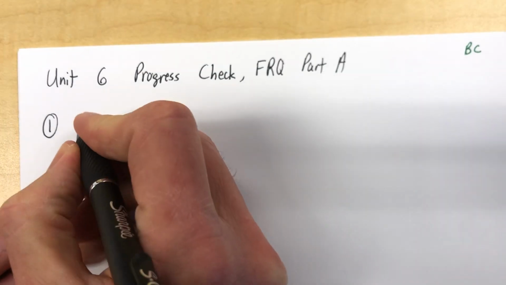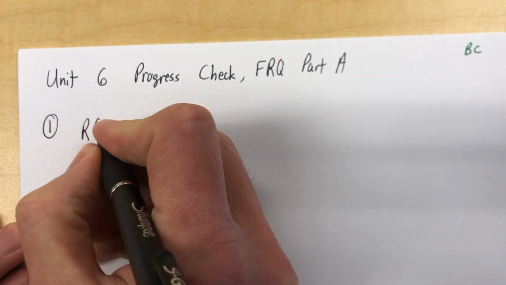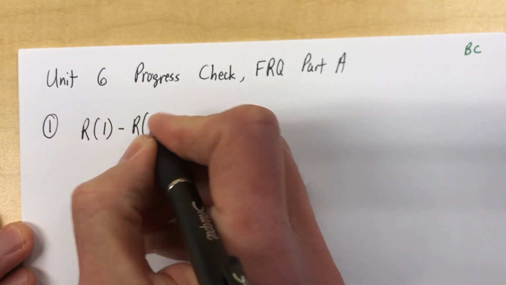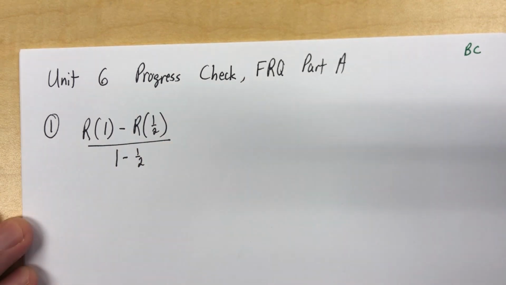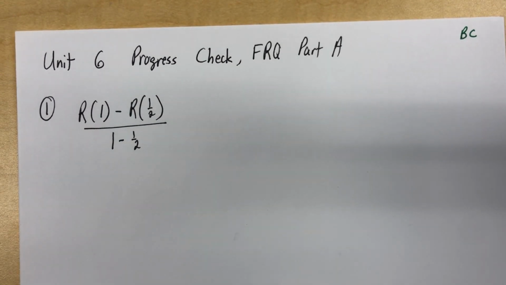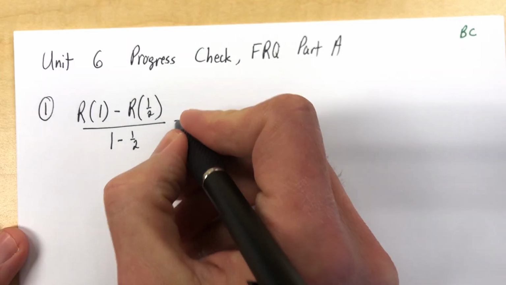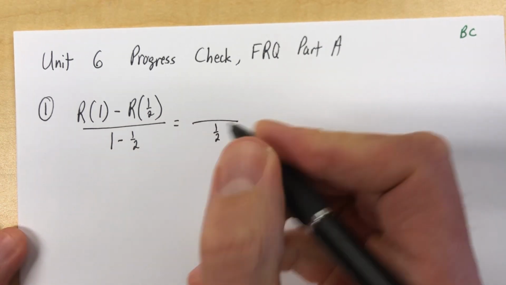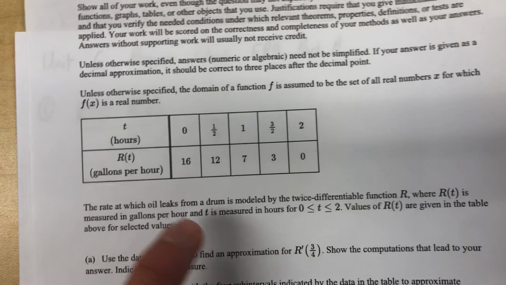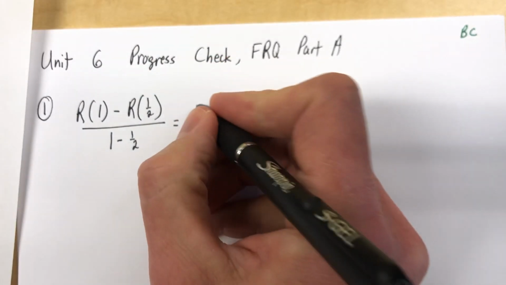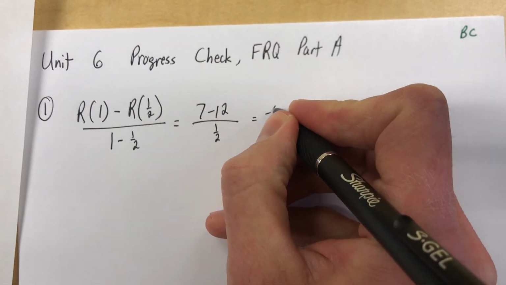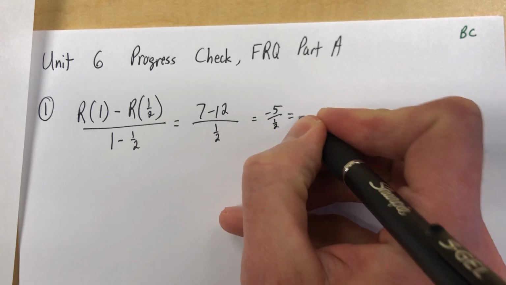I think the best thing for us to do is find R of 1 minus R of 1/2, and then do 1 minus 1/2. Again, this is going to be the slope around a time value of 3/4, and so the denominator is 1/2. R of 1, going to the table, R of 1 is 7, R of 1/2 is 12, so 7 minus 12, and so -5 over 1/2, and that's going to give me -10.